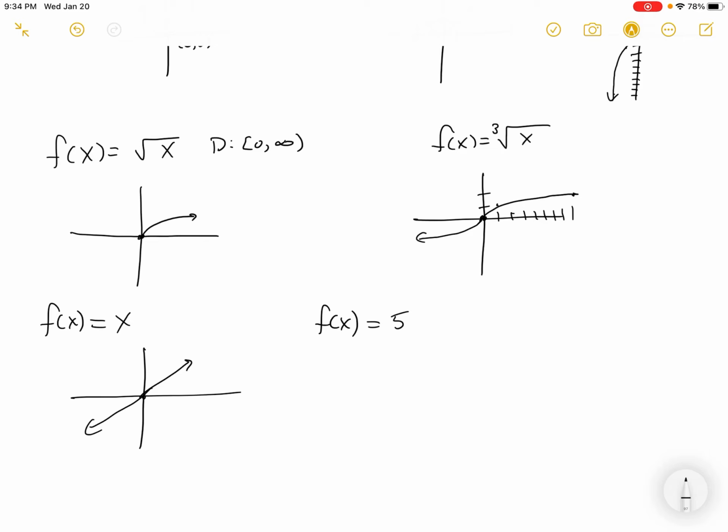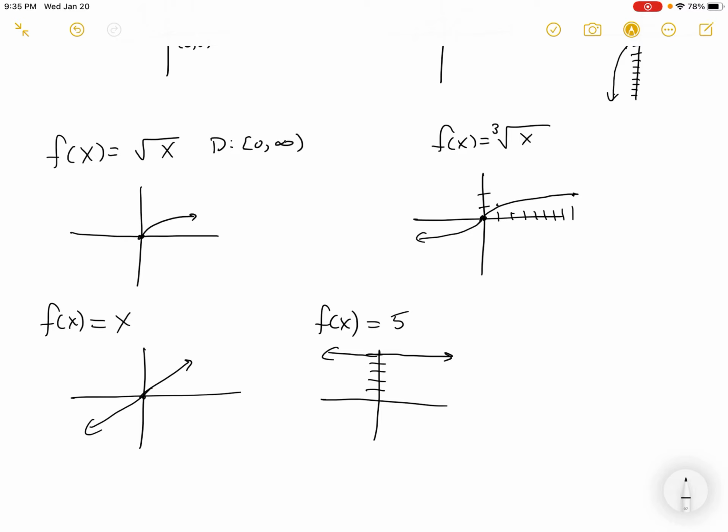right? From chapter 2 of an intermediate algebra textbook, we'd be introduced to functions right away. So f of x is equal to 5. They call this the constant function, because you're at the constant value of 5 no matter what x is you plug in.